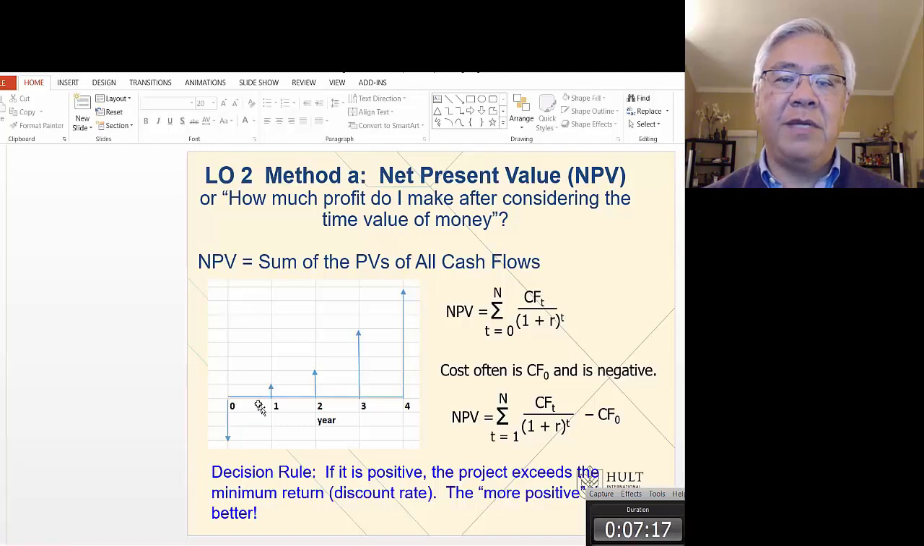NPV equals 0 means it exactly equals our target rate of return, and although it's a pretty small or marginal difference, we may choose to still do the project because it does meet exactly the minimum threshold for our project.